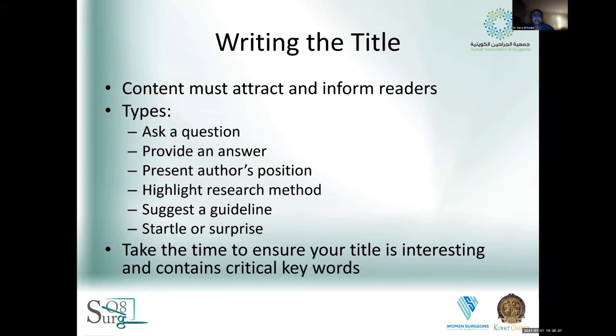It's very rare that an editor is going to read your entire manuscript and make a decision. So I'd suggest you pay attention to this. There are many ways to write a title. You can ask a question. For example, do medical students have sufficient grit? You can have a title that provides an answer. For example, vitamin C is preventative for diabetes.